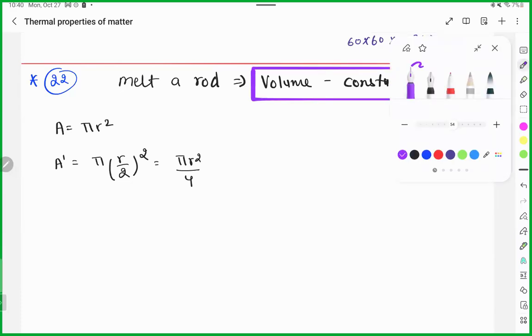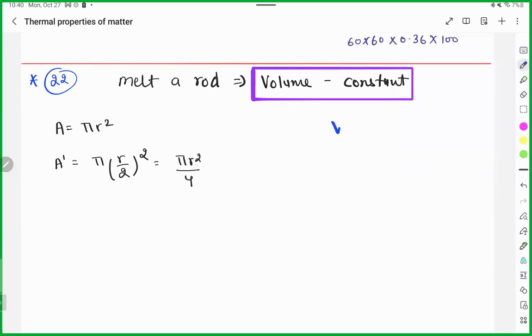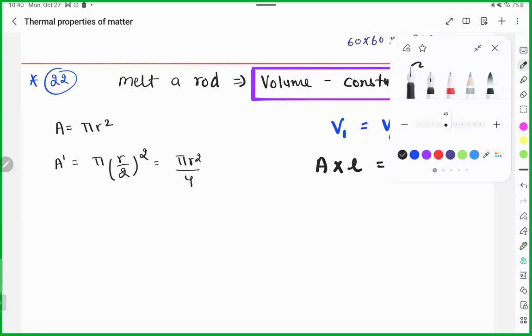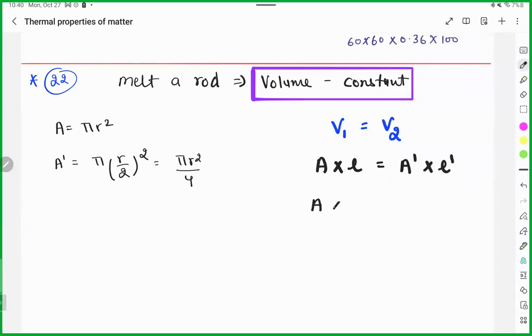It means volume before melting and volume after melting will be constant. So the volume before melting was area A and length L, and the new volume is area A dash and length L dash. Original area A, length L, new area A by 4, length you have to calculate. Area cancels. What will be the new length? L dash is 4 times L.